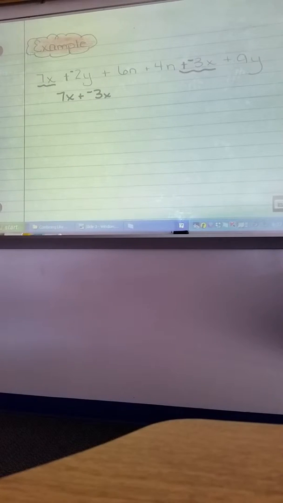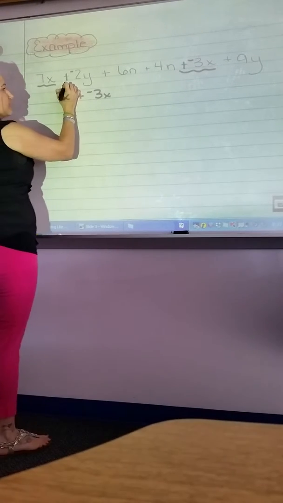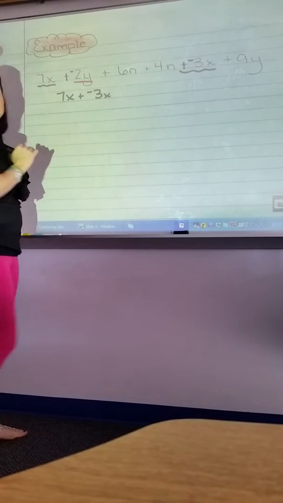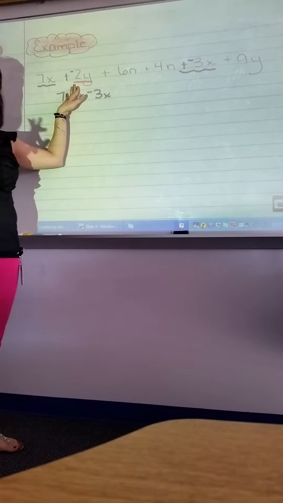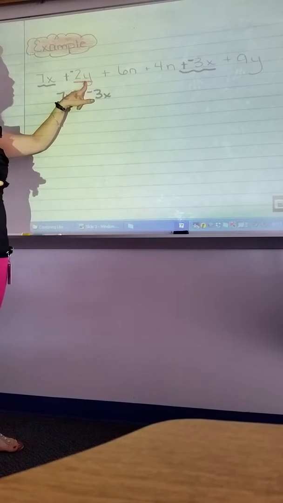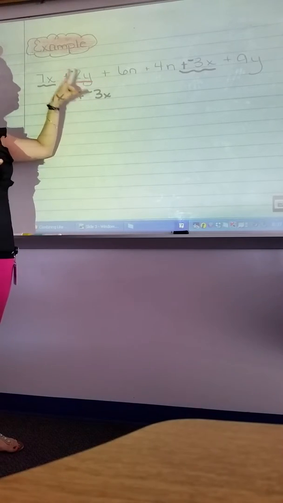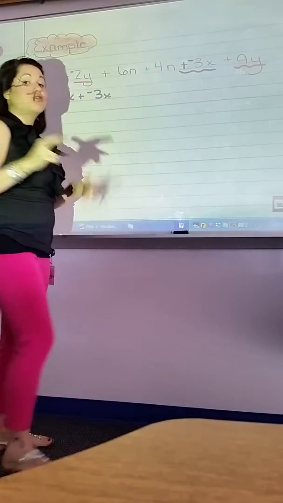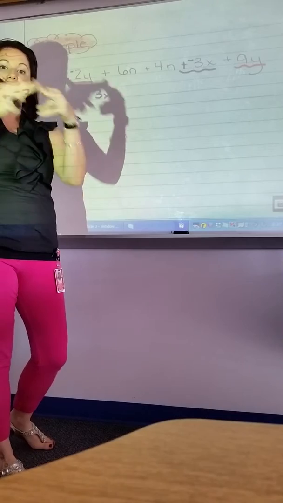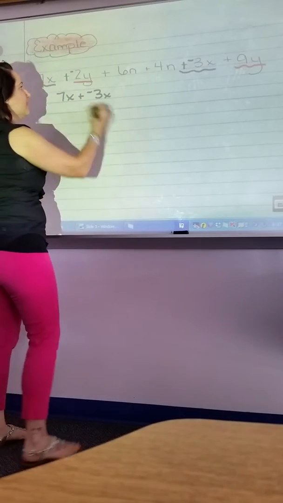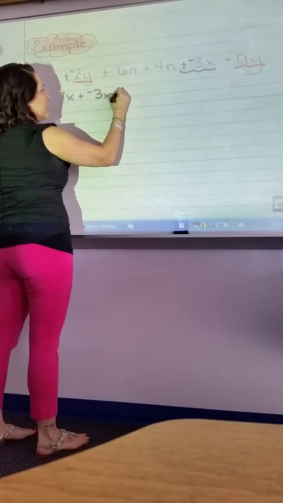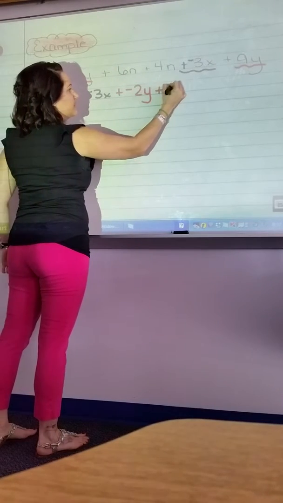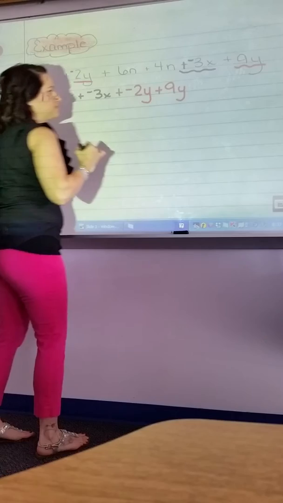Go ahead and get a different color. Our next term is going to be negative 2y. Negative 2y, remember we don't have to worry about that coefficient. We want to only focus on that variable term. So we have a y here, we also have a y here. So those two terms are like terms, so we can group those together. So I'm going to have an adding negative 2y plus a 9y.